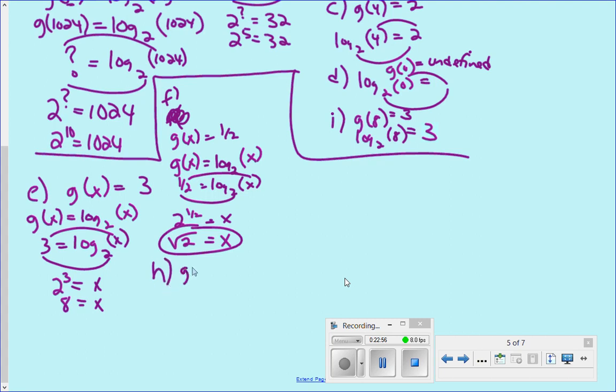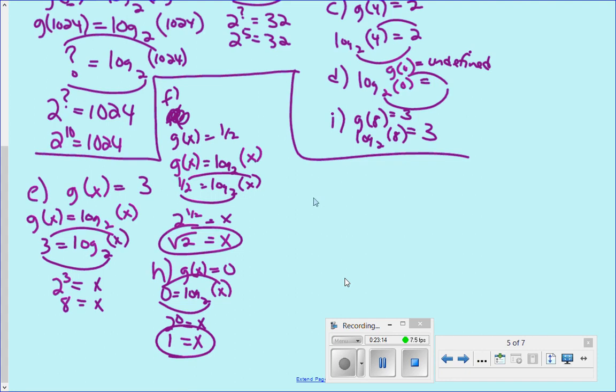So G of x equals 0. So 0 equals log base 2 of x. So 2 to the 0 is equal to x. Well, 2 to the 0 is 1. So x is 1.